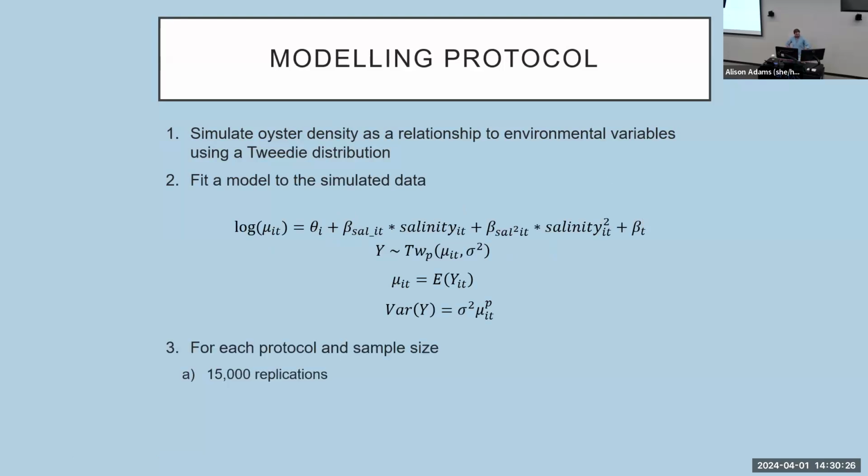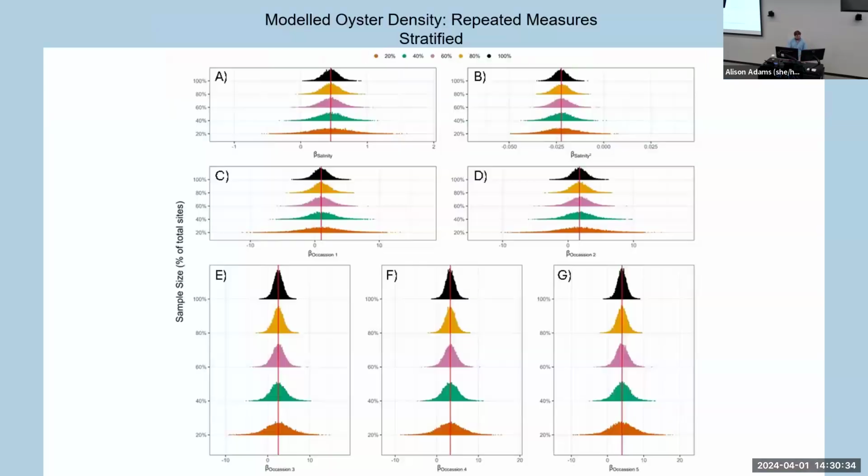For each protocol and sample size, I did 15,000 replications. And then I graphically investigated variability and then calculated absolute relative bias. So we're going to go through some plots that all look really similar, so bear with me. This is for the repeated measures stratified sampling. Each panel indicates a different parameter within our model. As we move up the y-axis of an individual panel, that indicates increasing sample size, and the red line indicates the true value used in the simulation.